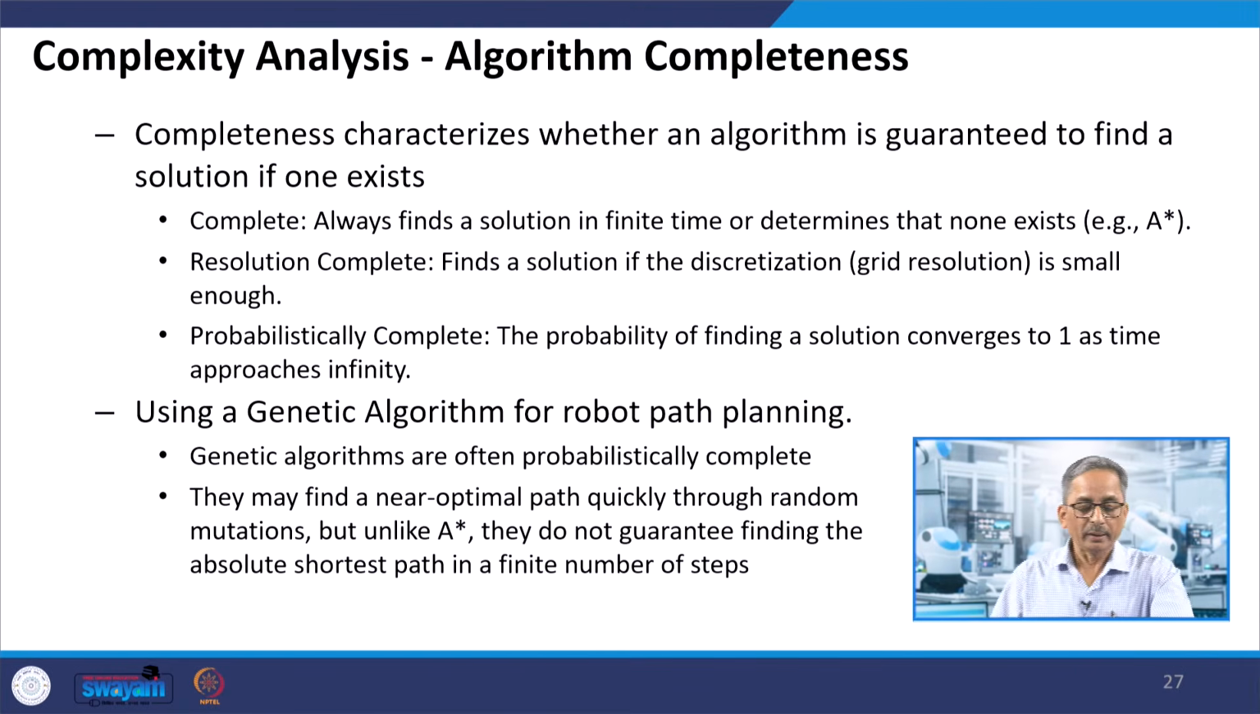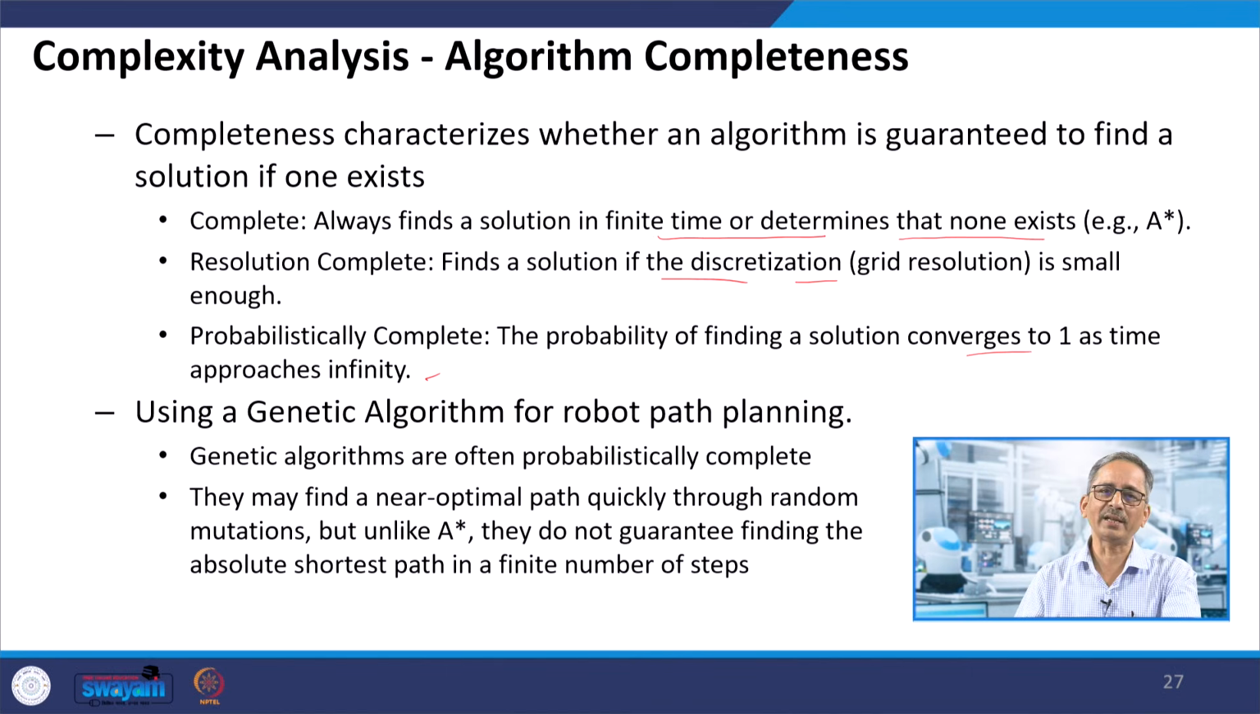Completeness characterizes whether an algorithm is guaranteed to find a solution if one exists. Okay. Complete always finds a solution in finite time or determines that none exists. Okay. Resolution complete finds a solution if the discretization is small enough, and probabilistically complete means the probability of finding a solution converges to 1 as time approaches infinity.